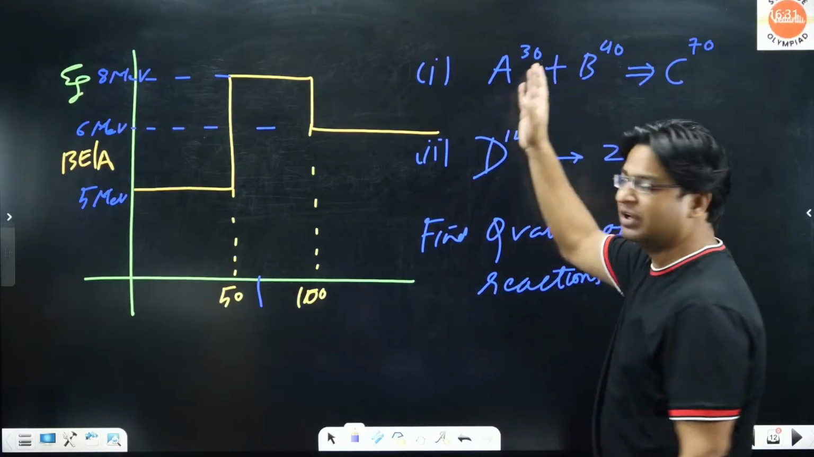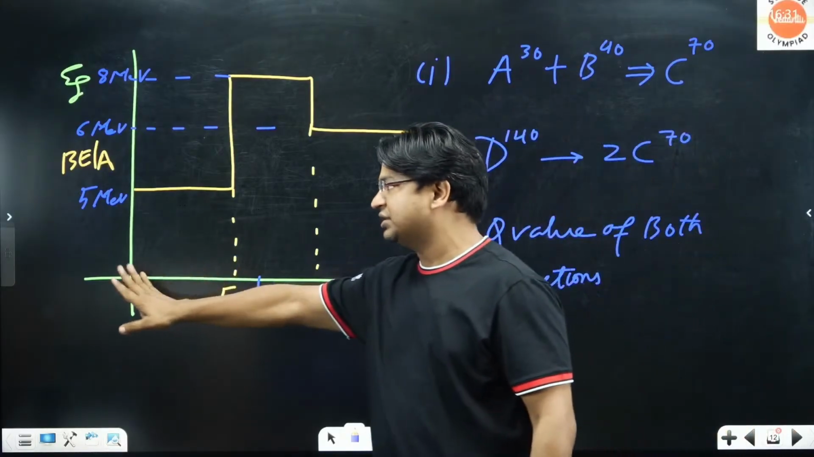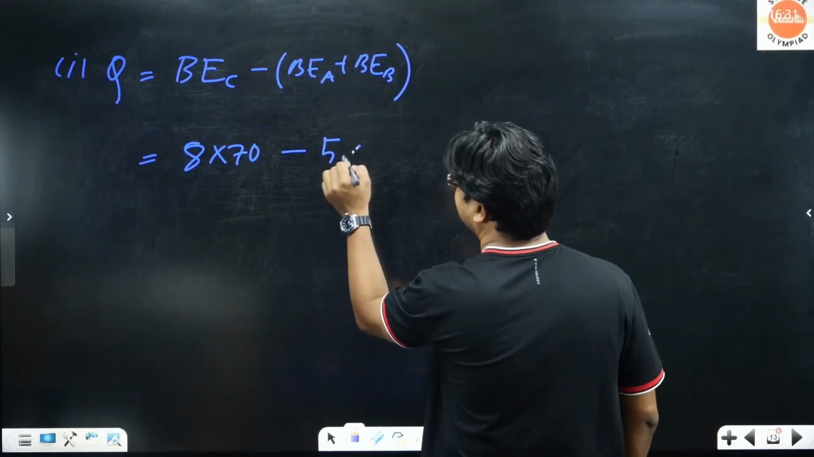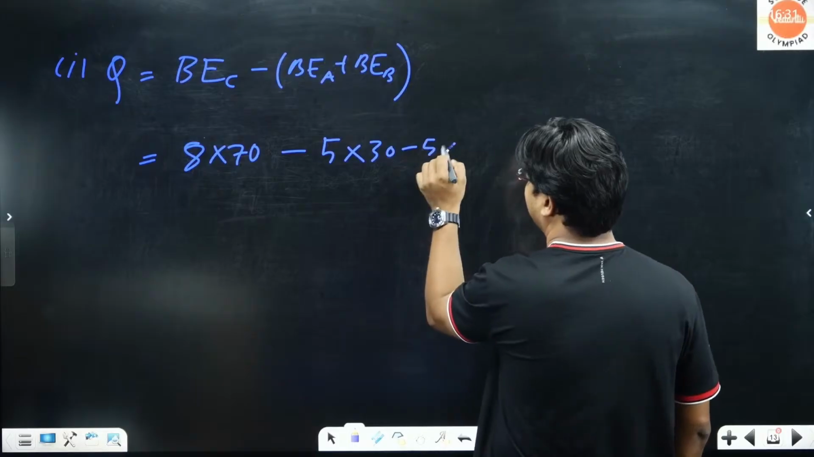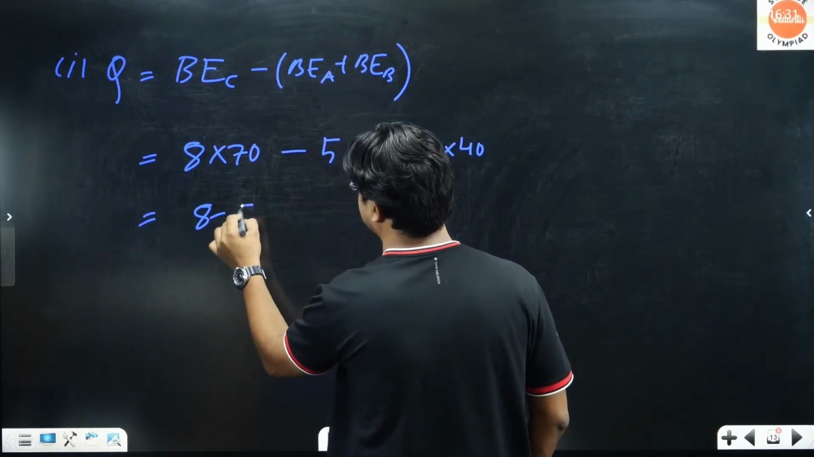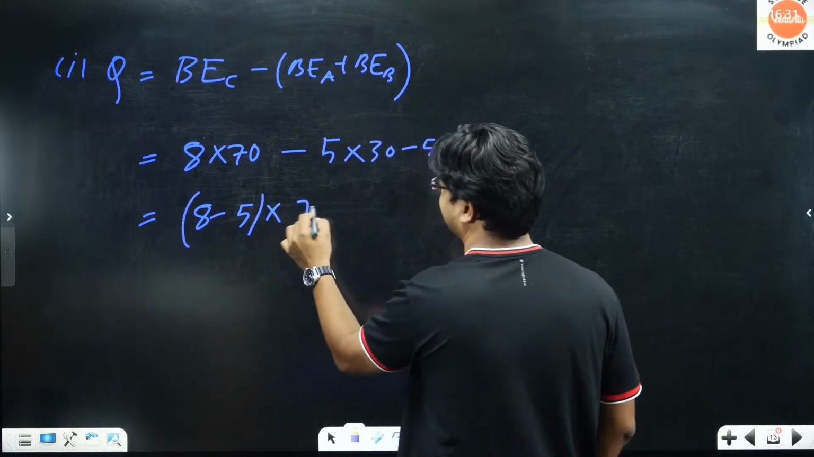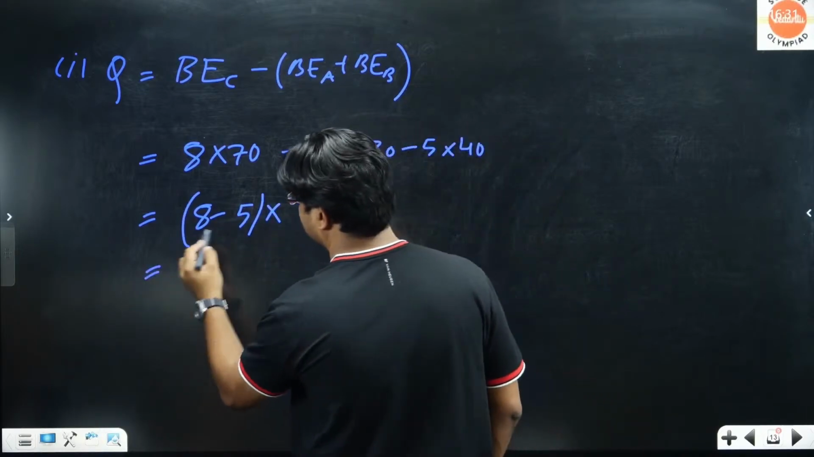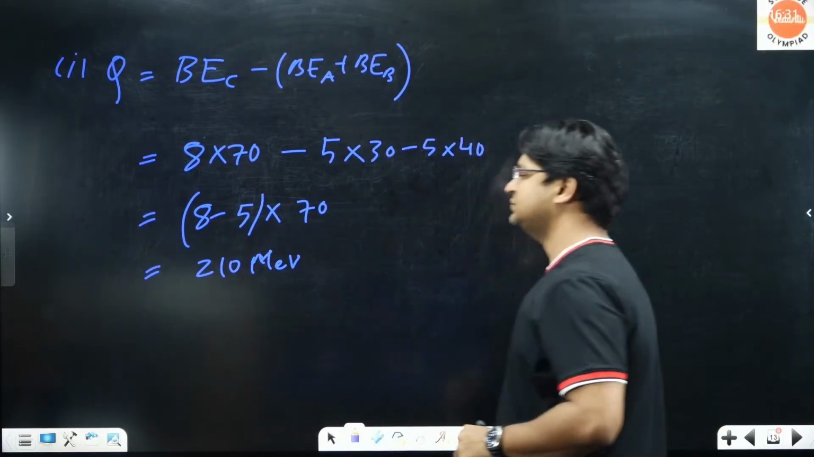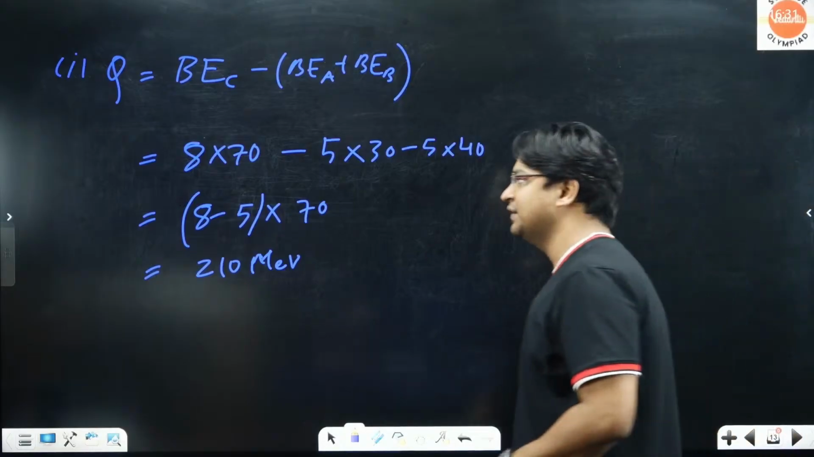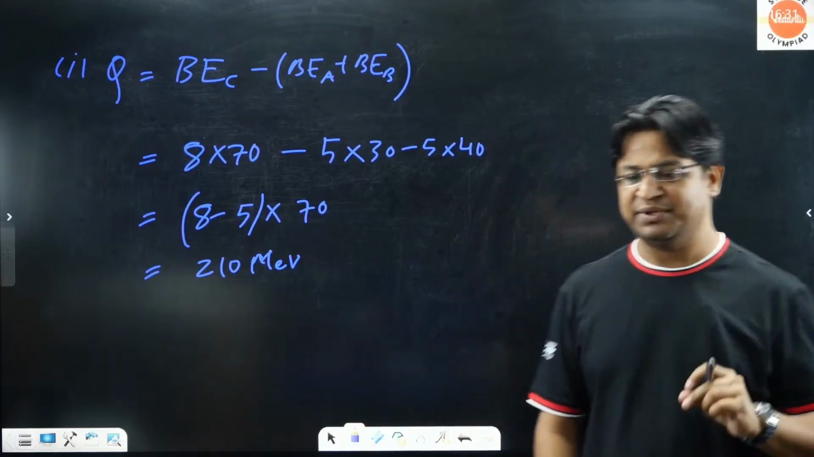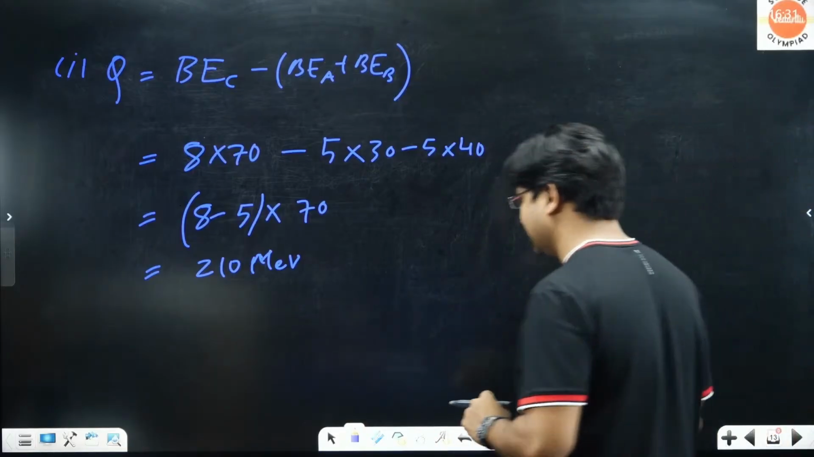A and B both have mass number less than 50, so we are operating in this zone. So 5 is the binding energy per nucleon. So we will write 5 into 30 minus 5 into 40. In other words, this is 8 minus 5 into 70. So this is 210 MeV. That's the Q value of the first reaction. Because the Q value is coming out to be positive, it means that energy is being released.